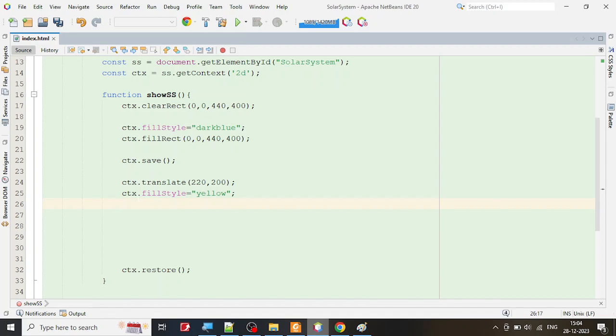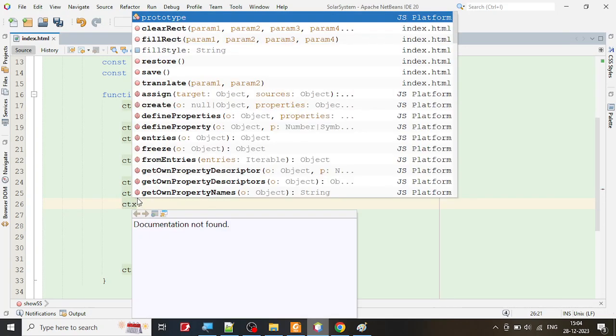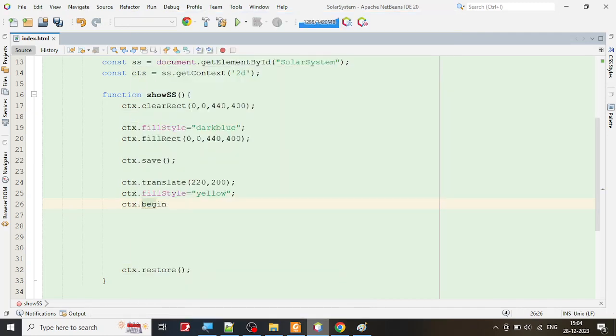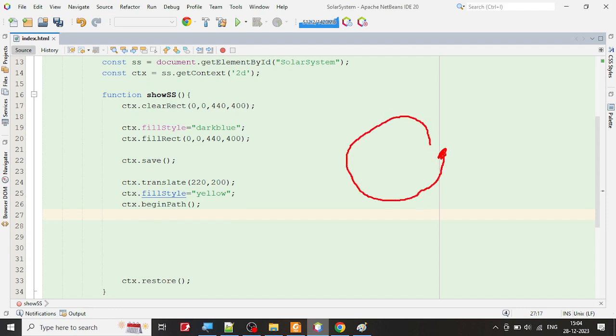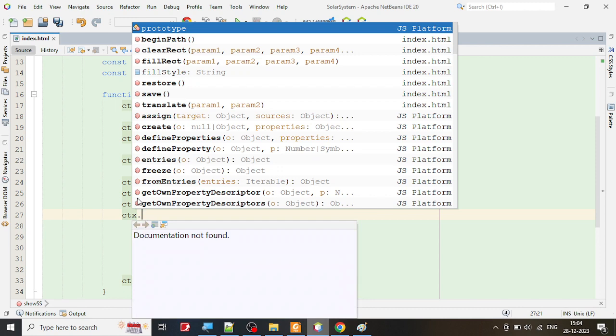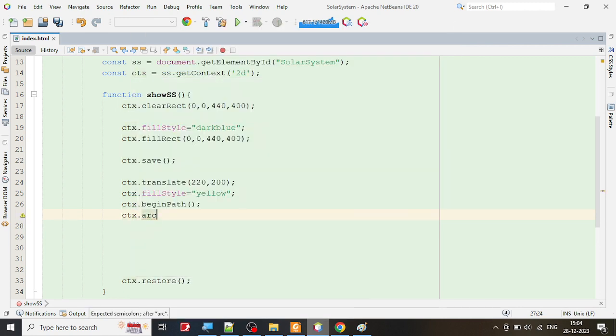To draw anything, we just say ctx and we say beginPath. That is required. Whenever you want something to start, you say begin path, so that particular path will be created. Now I'm going to say ctx dot, as I've told you, arc.